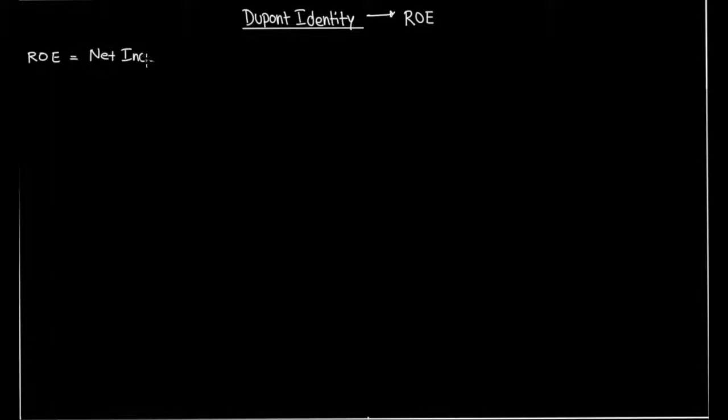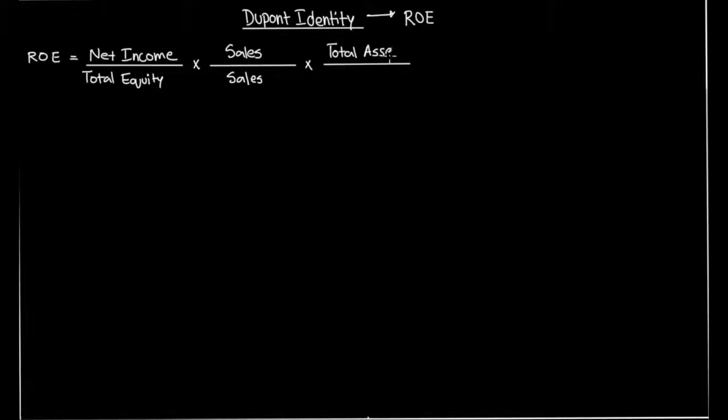So let us write down the formula for return on equity. It is equal to net income, which we get from the income statement, divided by the total book value of equity, which we get from the balance sheet. Now we are going to multiply by 1. It will just return the same thing. Instead of writing 1, let us cleverly write sales divided by sales, which is 1, and total assets divided by total assets, which is still 1. So we have not actually changed this equation.